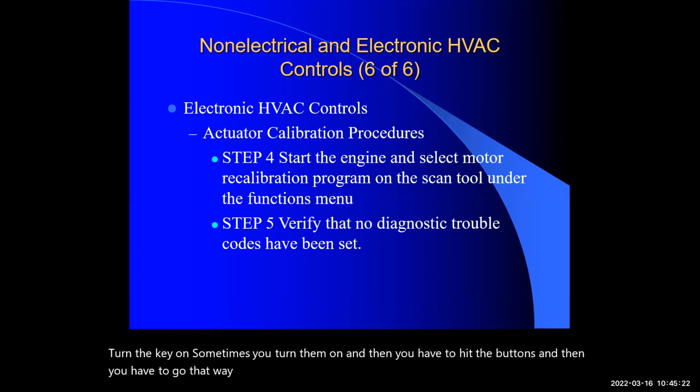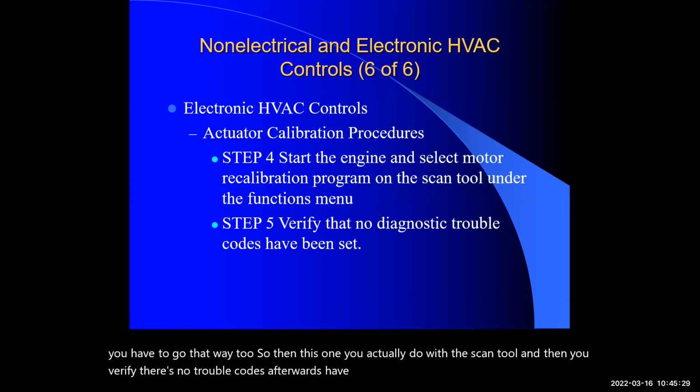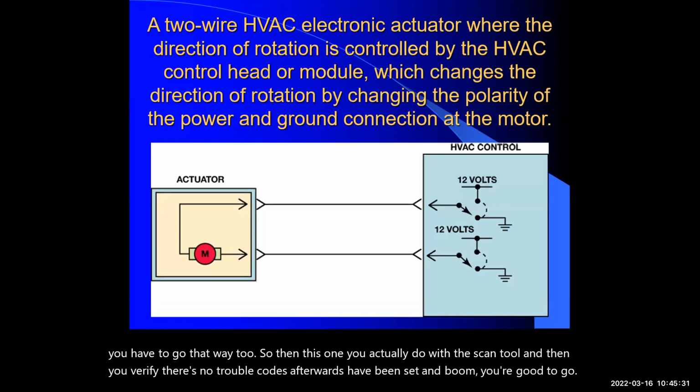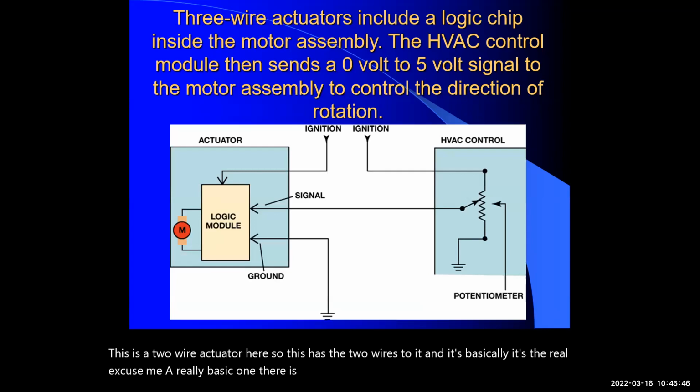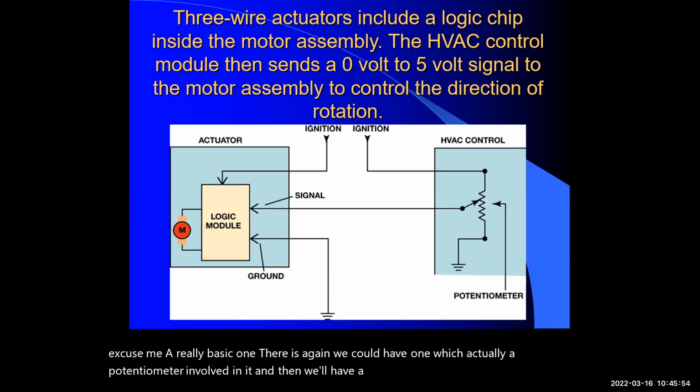So then this one you actually do with the scan tool, and then you verify there are no trouble codes afterwards, and then boom, you're good to go. This is a 2 wire actuator here, so it has the 2 wires to it, and it's the really basic one. Again, we could have one with a potentiometer involved, and then we'll have a module involved in it also, and it all depends on what kind of system you have.